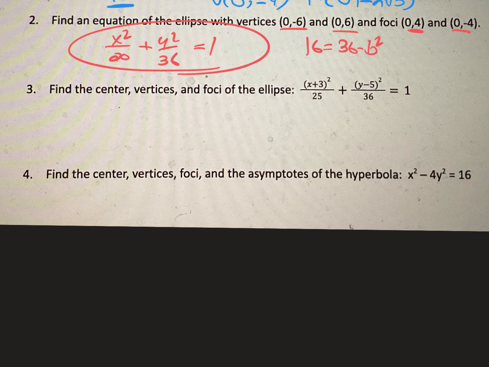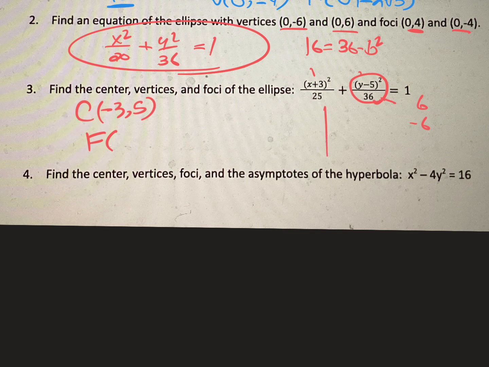Number 3, this time we're moving the ellipse around a little bit. So the center of the ellipse is the opposite of what's in the parentheses. So my center is going to be negative 3, 5. My foci, remember, are on the major axis. The major is the y again because it's bigger, so that's all 3 times. That's kind of weird. Okay, so I'm going to go 6 away. I'm going to go 6 up and 6 down from the center.